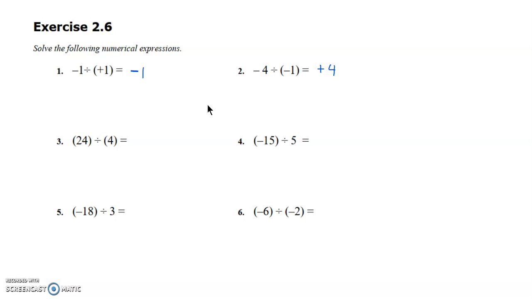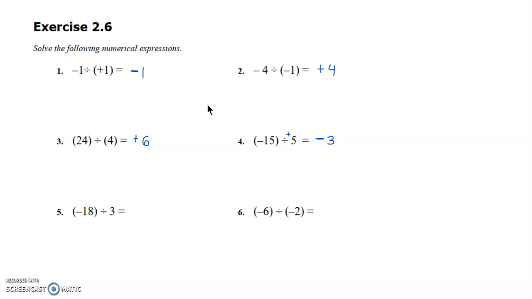Number 3, we have positive integers, 24 divided by 4, so it's going to stay positive, and 24 divided by 4 is 6. Number 4, we have different signs. We have a -15 and a positive 5, so our result will be negative. 15 divided by 5 is 3.